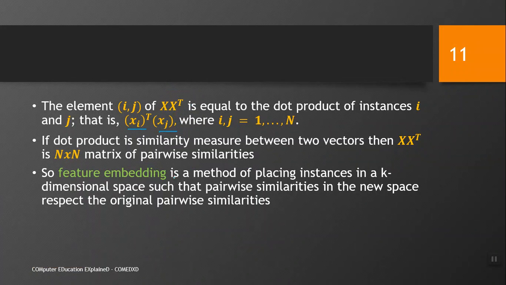So feature embedding is a method of placing instances in a k-dimensional space such that pairwise similarities in the new space respect the original pairwise similarities. Whatever the similarity between the two pairs was in the original space, in the new space the similarity would be the same, there would be no difference.